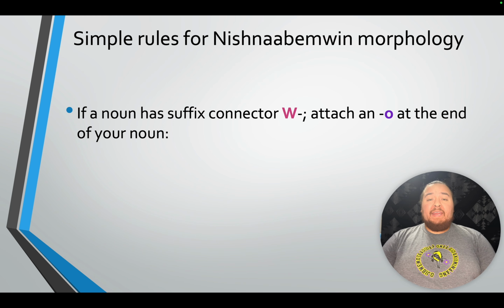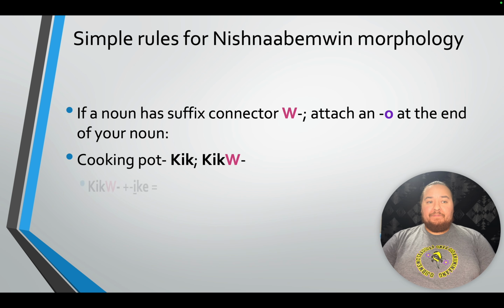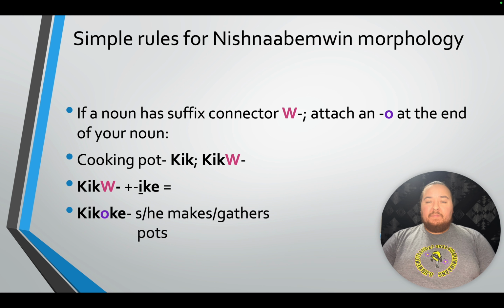Alright, so if a noun has the suffix connector, capital W, replace that capital W with an O sound at the end of your noun. So for example, the word for cooking pot is kik in Ojibwe, and it has a capital W suffix connector. So we're going to replace the W and the I sound from ike with a single O to make our verb. So here, when we've done that, we have kikoke, she or he makes or gathers pots.